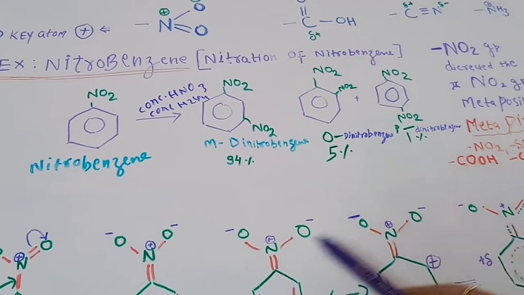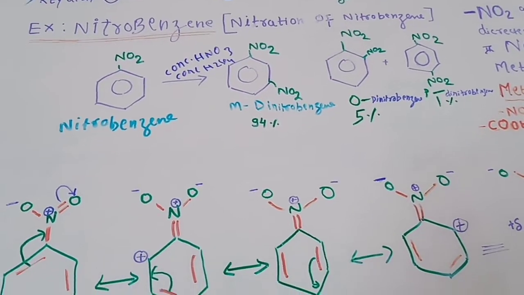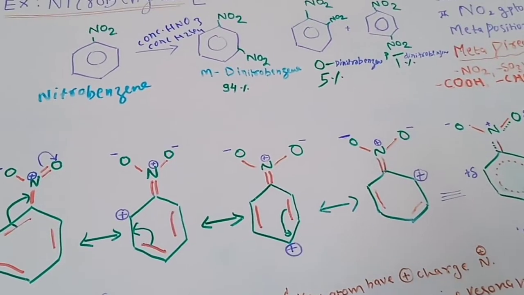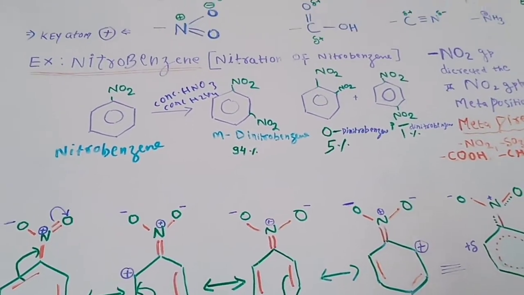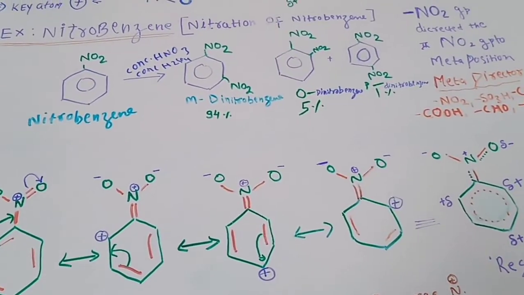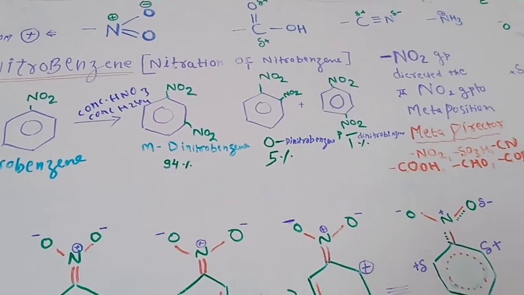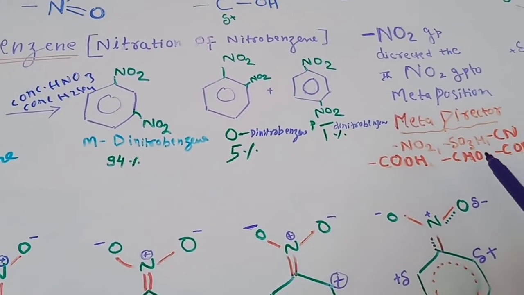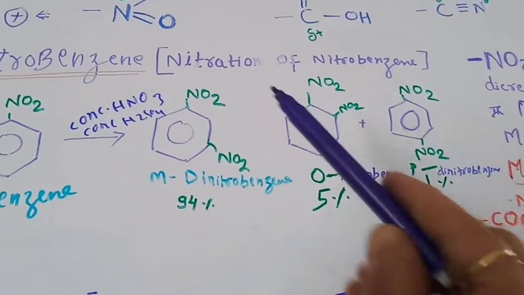So again we can see why these groups are meta directing groups. We can explain this with the help of resonance theory. So before explaining, let us see the meta directing group's structure. This is our nitro group.